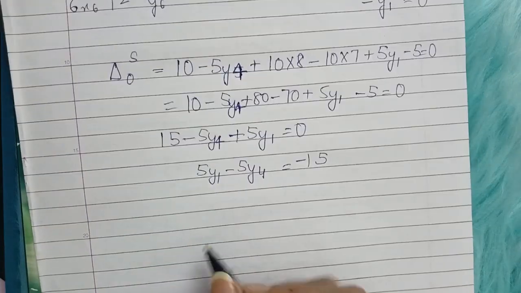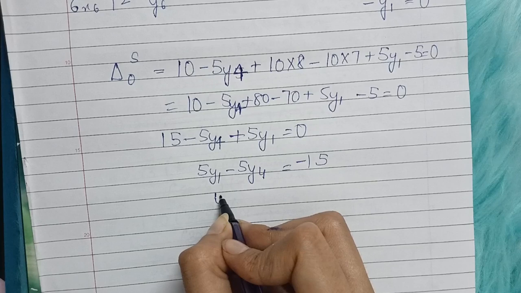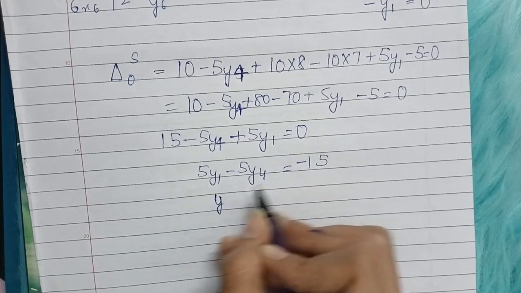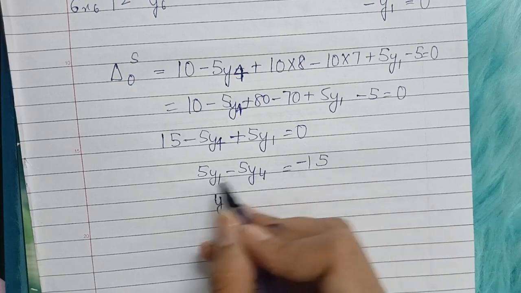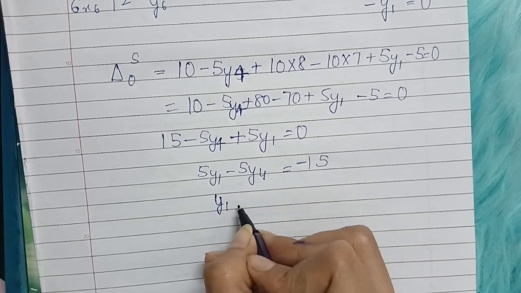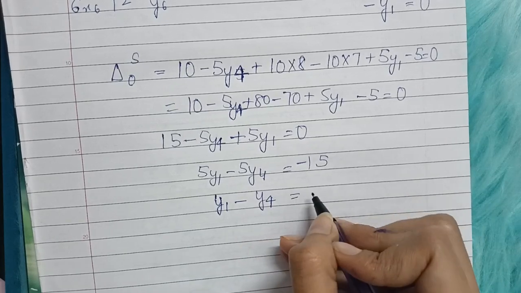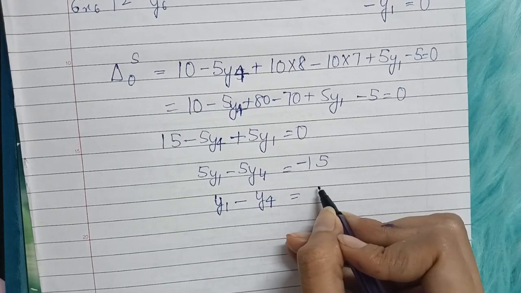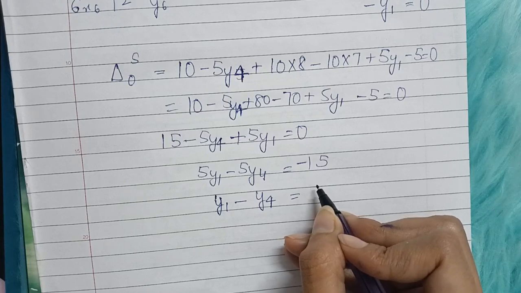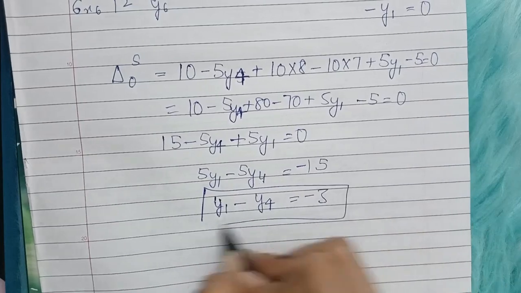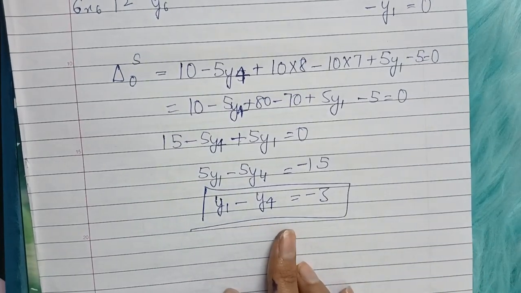So we can take minus 5 as common. So my answer would be negative, right? If you want to make this positive, you can shift the signs as well. But I'm not shifting it. When I need that, I will shift. So that one's minus 3, right? So this would be my equation: y1 minus y4 equals to minus 3.